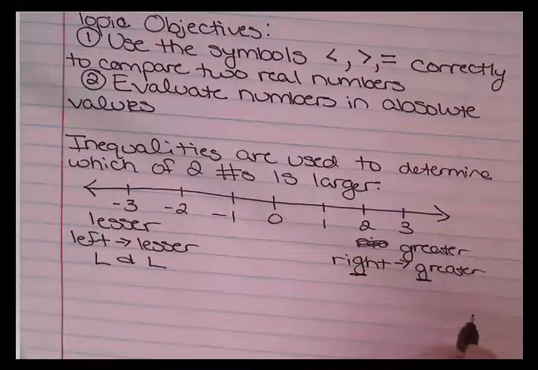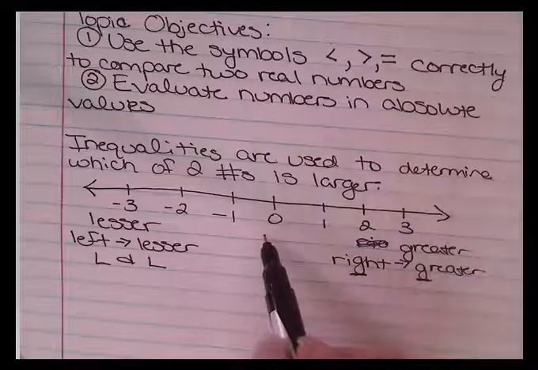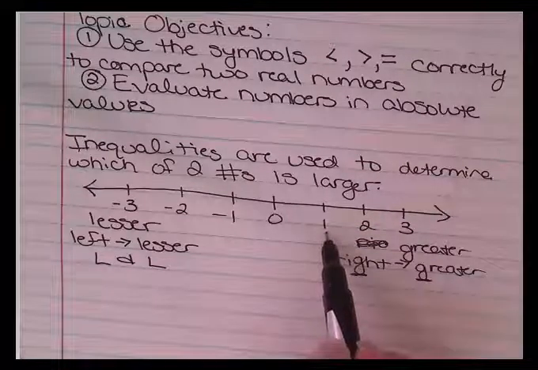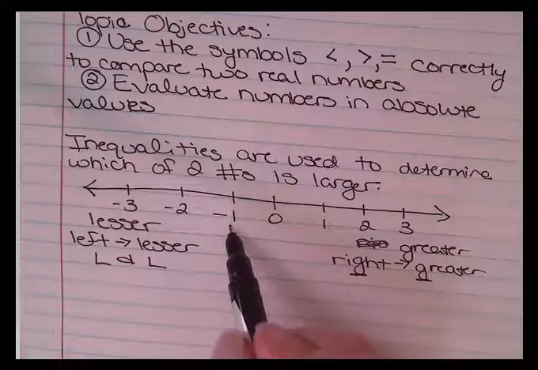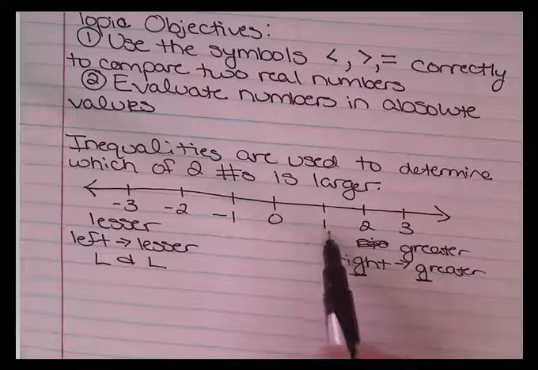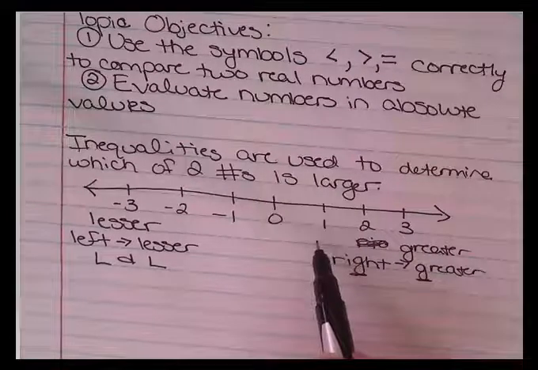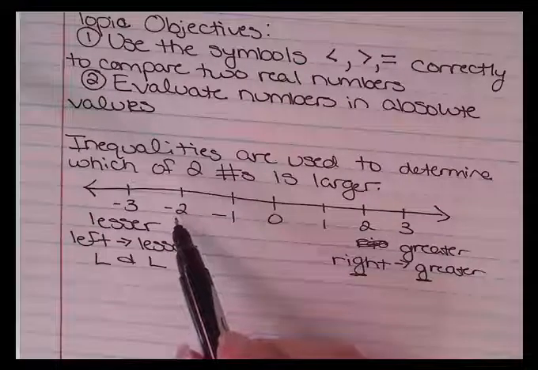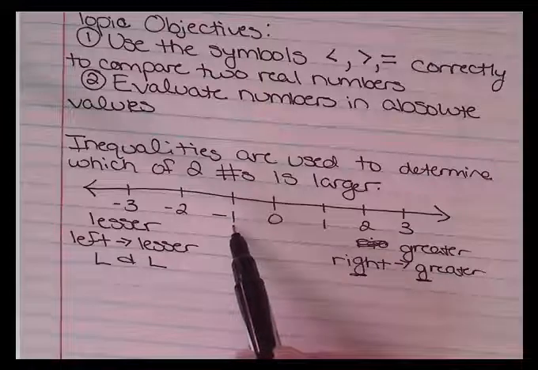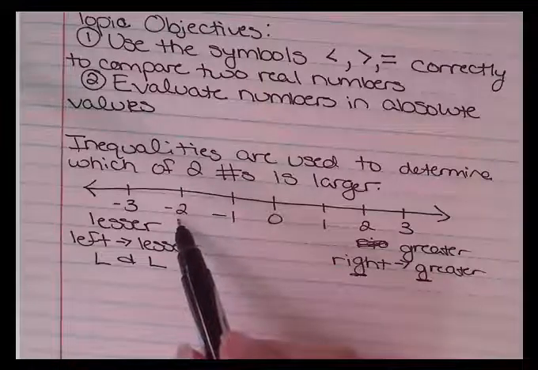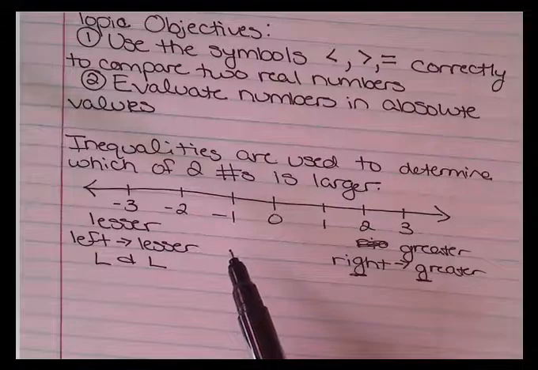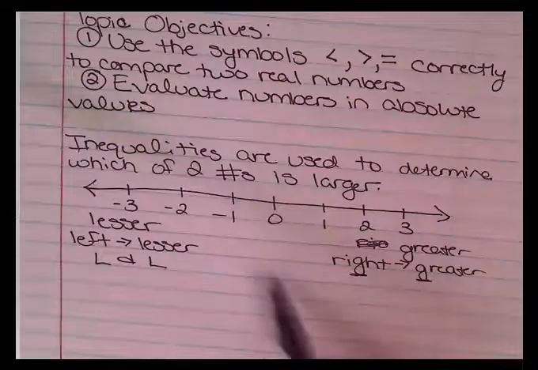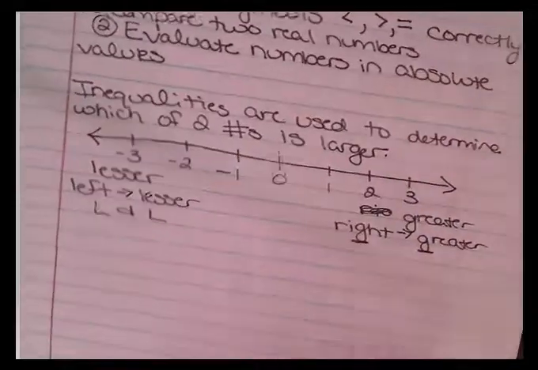But when you're looking at a number line, let's say we're looking at the number 1. 1 is greater than -1 because it's to the right of -1. If we look at -2, -2 is less than -1 because it's to the left of -1. So we have to have some symbols to be able to really show this and talk about this.